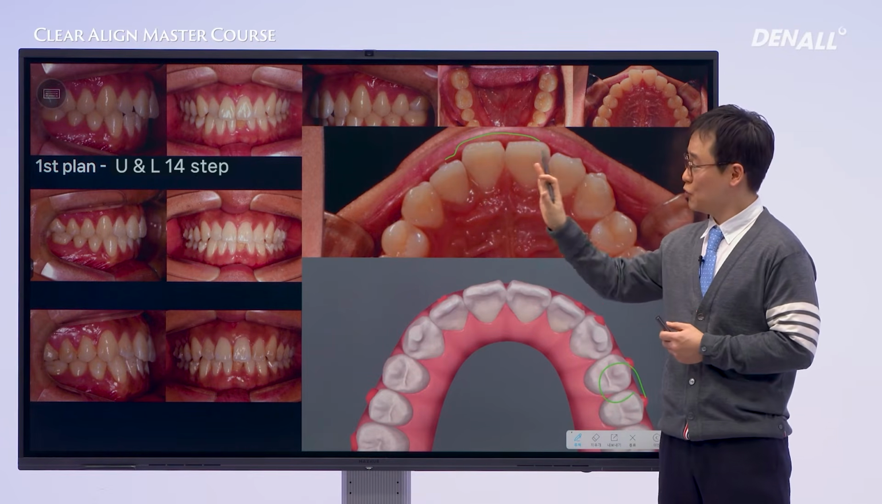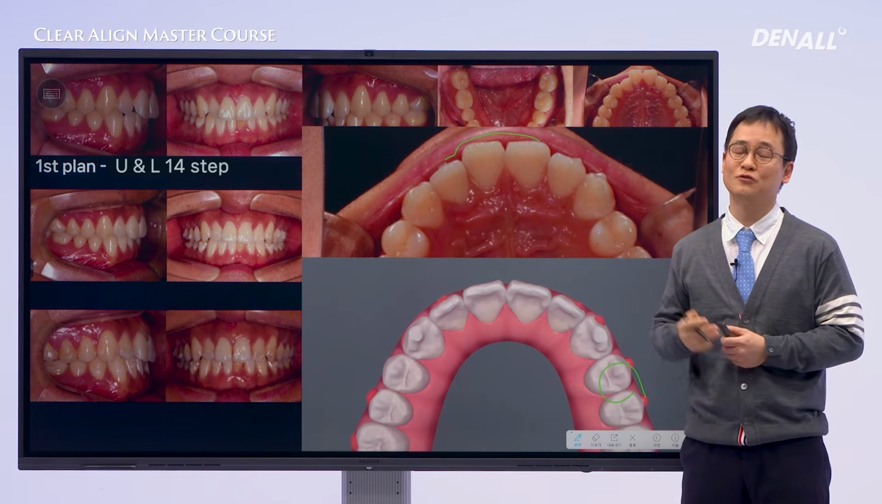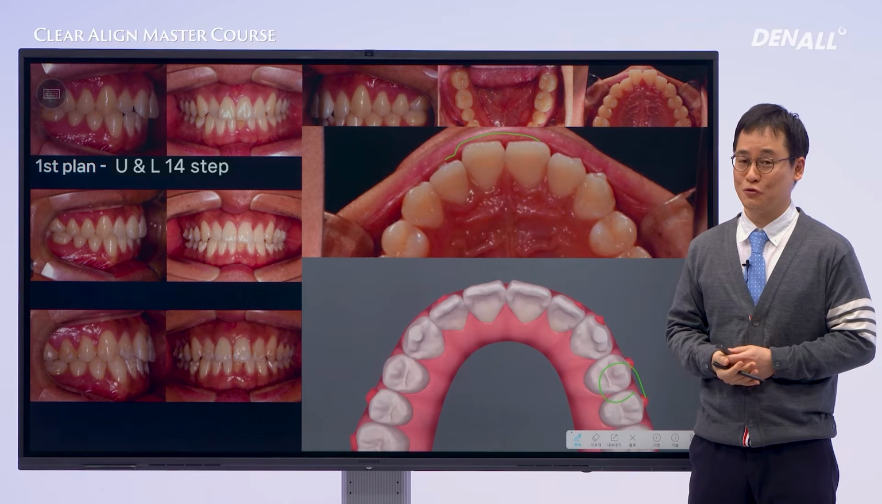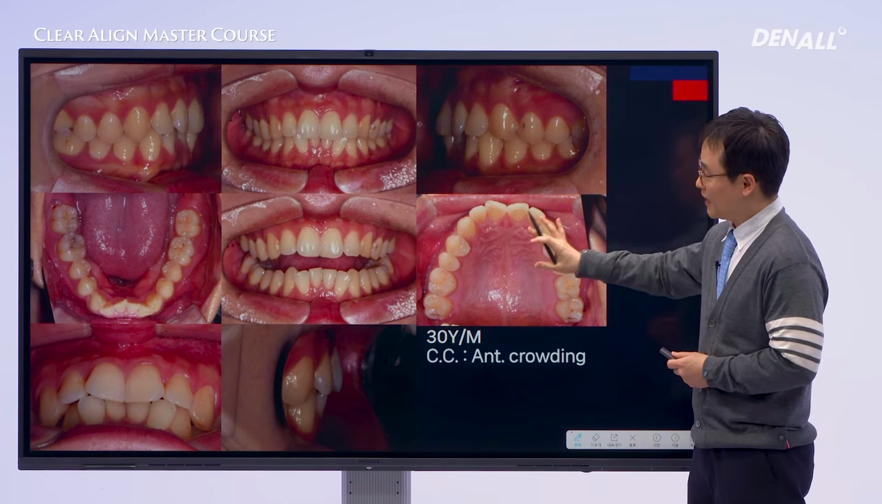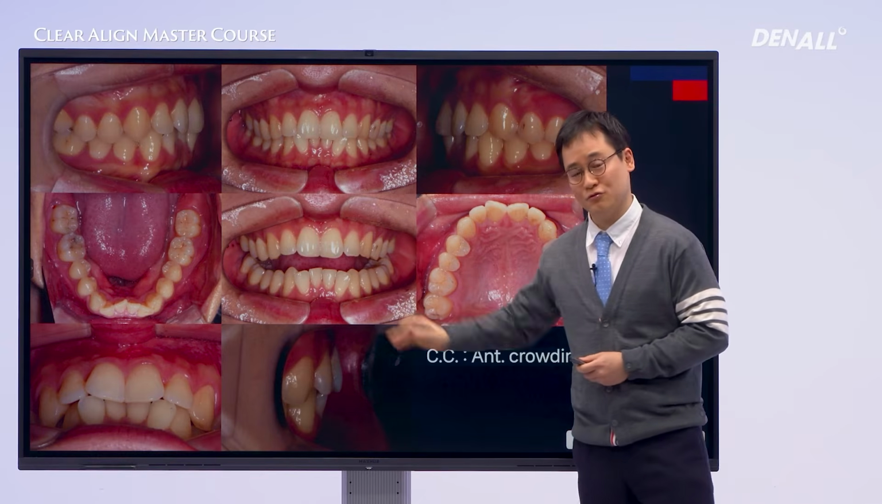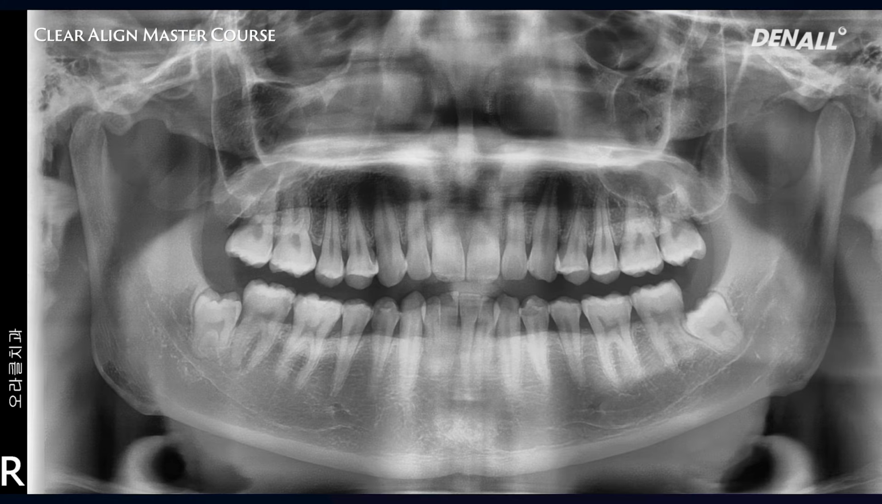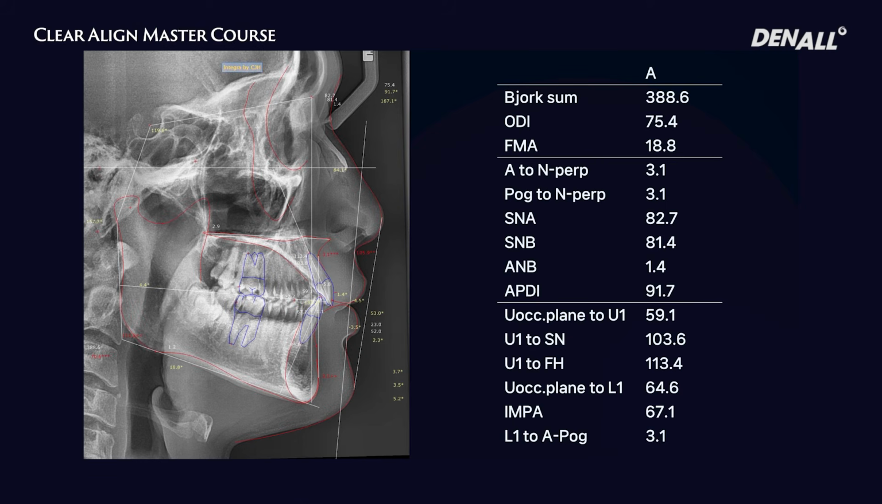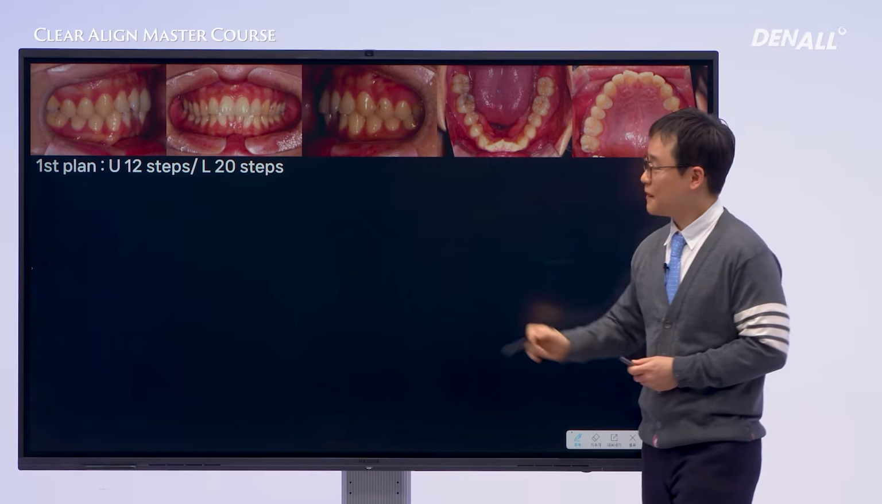At this point, we re-evaluate the current results. An important part of clear aligner treatment is asking questions like, why did the teeth only move this much? Are there any other underlying factors? In the next case, the patient visited the clinic with the main complaint of anterior crowding, and we proceeded with clear aligner treatment. There were no significant complicating factors, so we focused on aligning the anterior teeth.